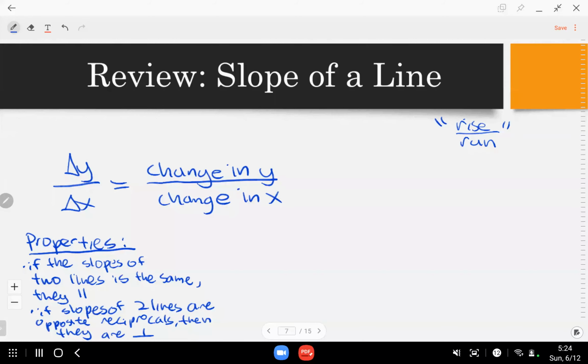So what does that mean? Opposite reciprocal means, i.e., flip the sign and take the reciprocal. So for example, if you have 1/3, then it's going to become -3, right? You flip the sign, from positive to negative, and then you take the reciprocal, flipping the numerator and the denominator.